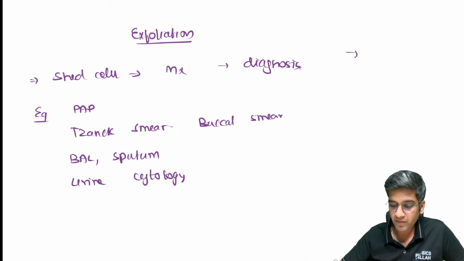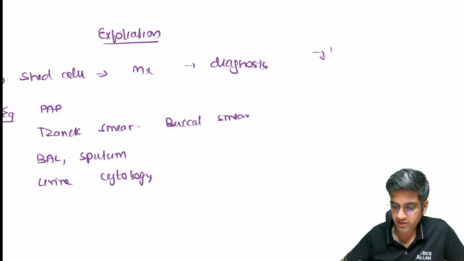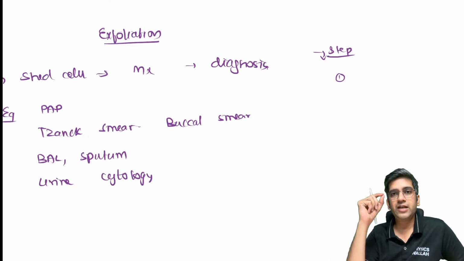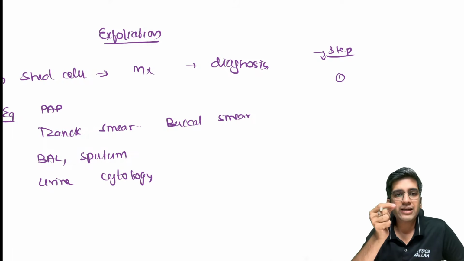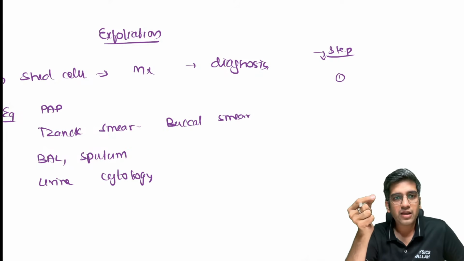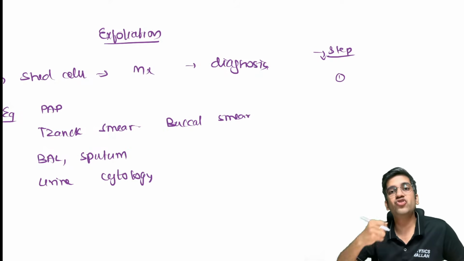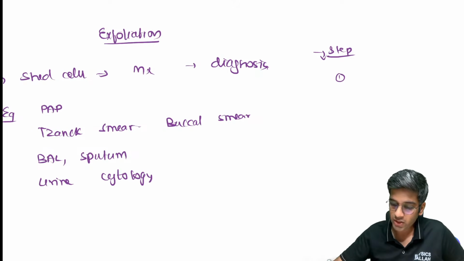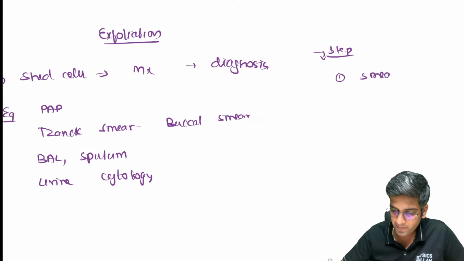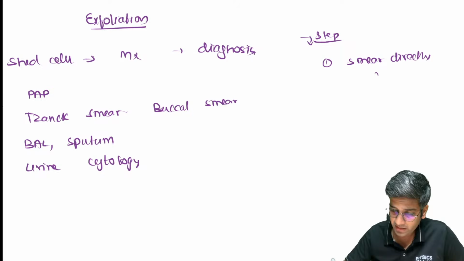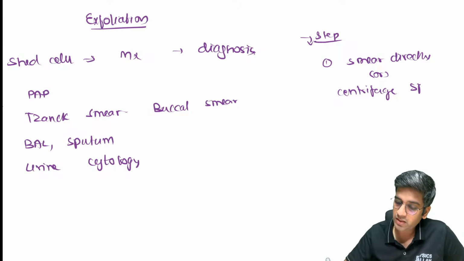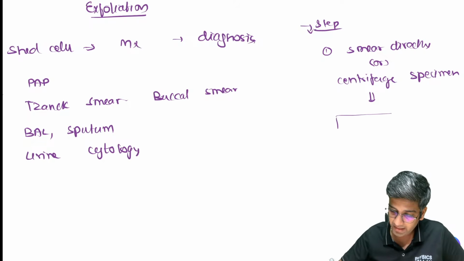So what we do here is, the way exfoliation cytology is done, right? The steps of the procedure, if you want to name it. First, I just make a smear. But urine and BAL are good amounts of volume. Without centrifuging, I won't get a good amount of cells, right? So either you make a smear directly, like in a pap smear or in a Jank smear, or you centrifuge the specimen. Once you centrifuge the specimen, the sediment will have the shed cells, and that is made into a smear.